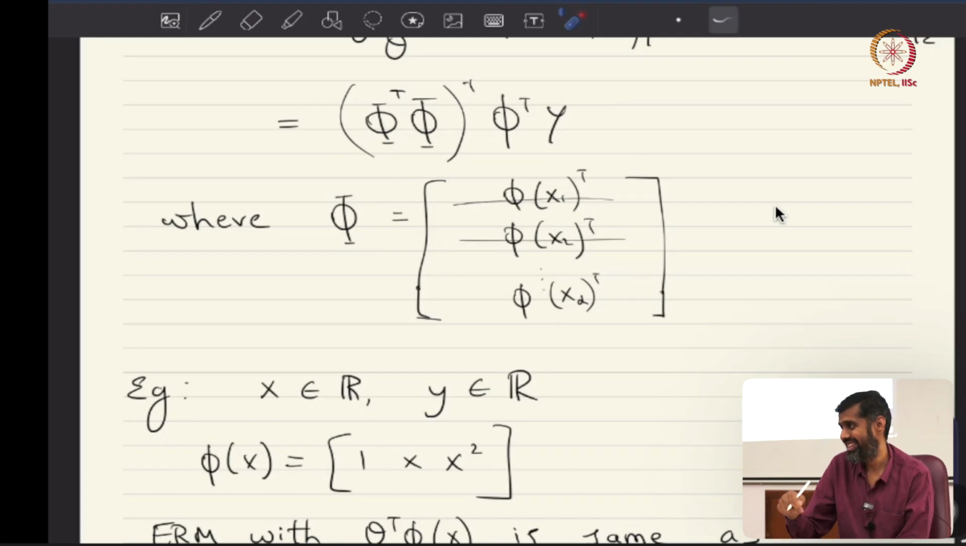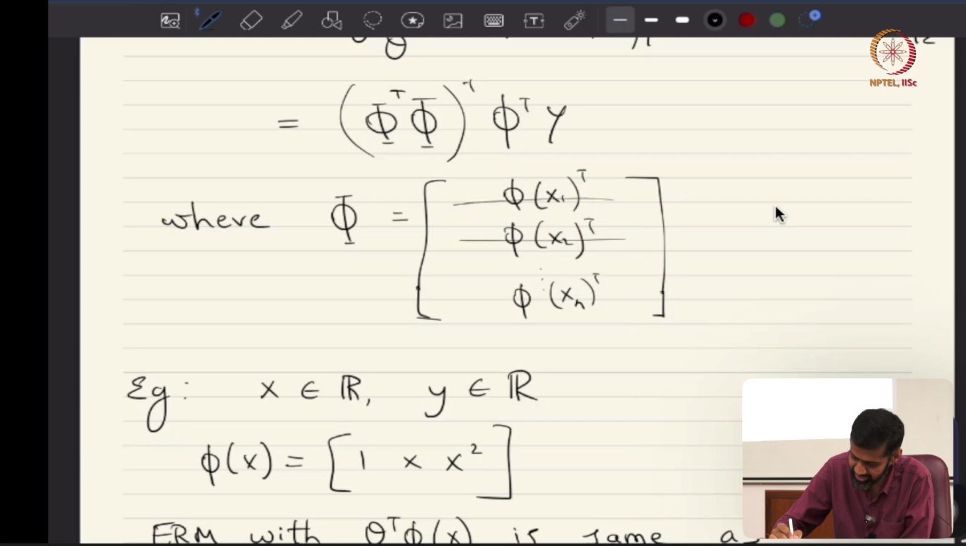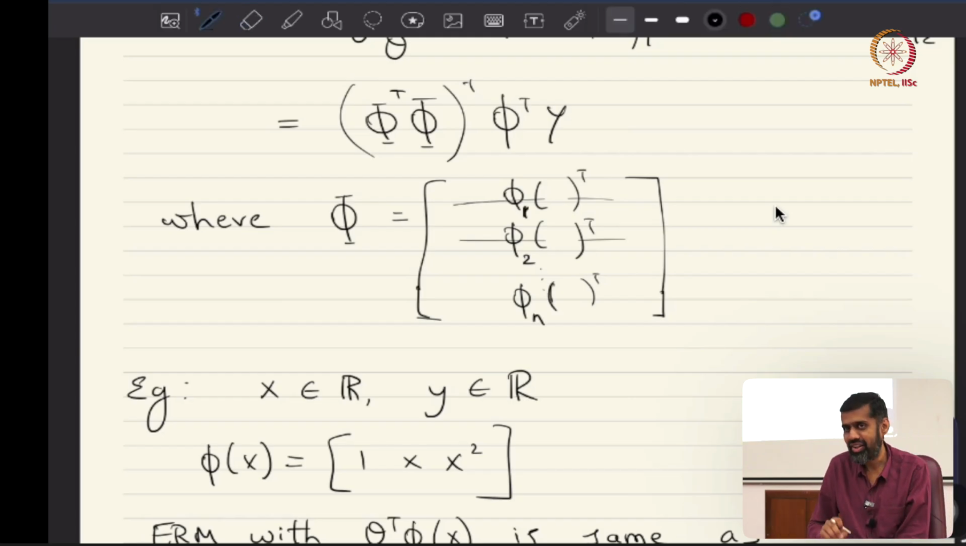Let me do it this way. I think a better way to write it is, there are n of them. For every data point there is a transformation, and there are n data points, and therefore there are n transformations. The underlying function is the same.